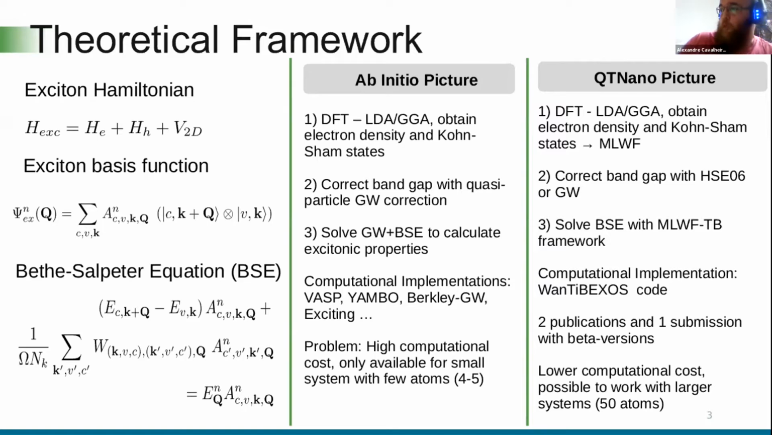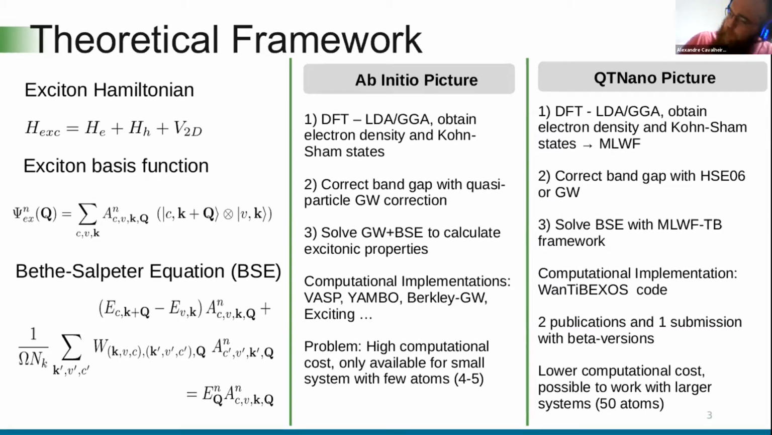In the Quantum Nano group, we try to solve this equation in a different way. We start from the same point, density functional theory, but what we do differently is we take this electron density and generate a tight-binding Hamiltonian using Wannier functions.